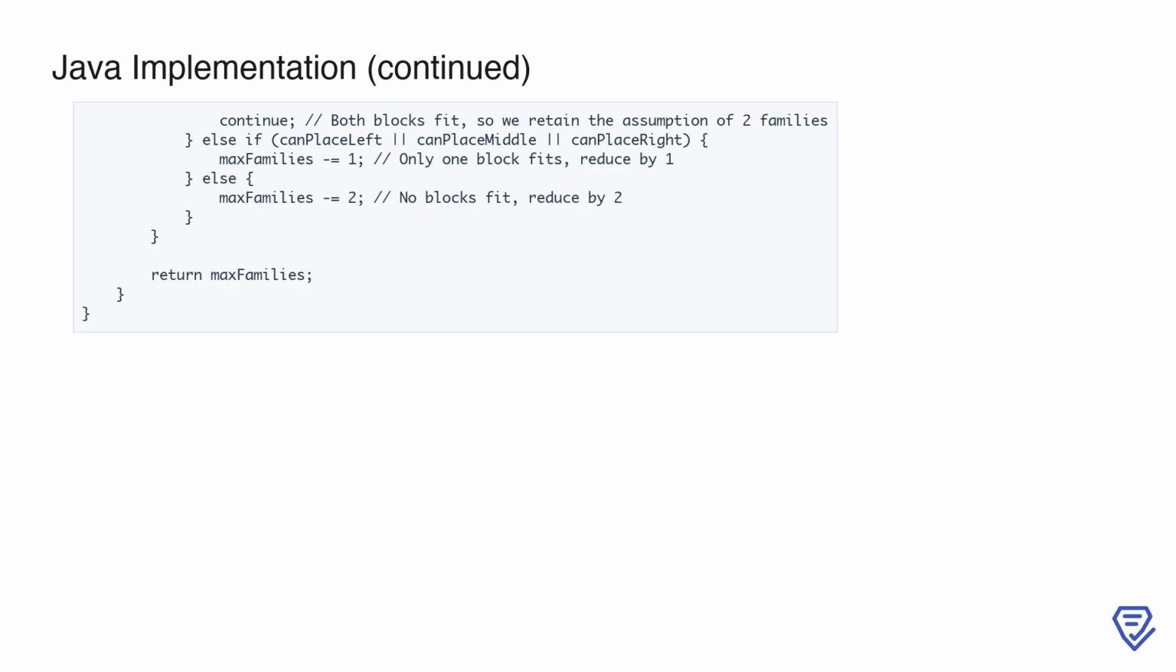If no blocks are available, meaning none of the left, middle, or right configurations can accommodate a family, we reduce the count by 2. This logic ensures we correctly account for rows where fewer families can be seated due to reserved seats. Finally, after processing all rows in the reserve map, we return the max families value, which represents the maximum number of families of 4 that can be seated in the cinema under the given constraints.